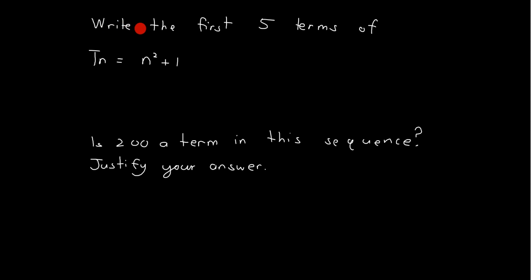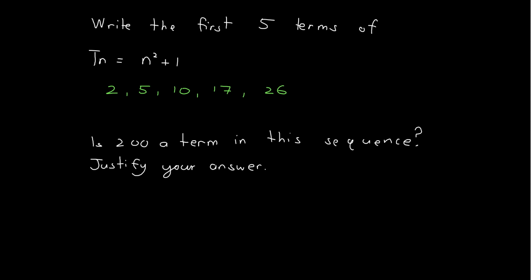We're going to write the first 5 terms of this. T of n equals n squared plus 1. Nice and easy, you can race me if you want, you'll probably write them out faster than me. So what are we going to have? 1 squared plus 1, 2 squared plus 1, 3 squared plus 1, 4 squared plus 1, and 5 squared plus 1. Nice and easy. Now the question we've got is, is 200 a term in this sequence?